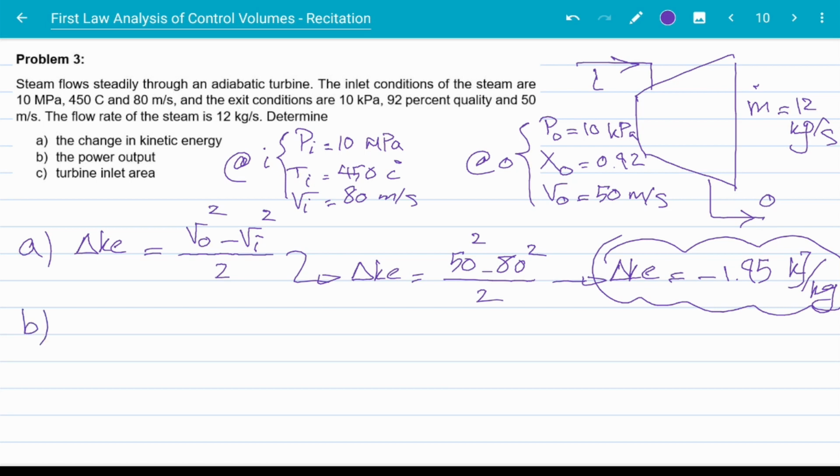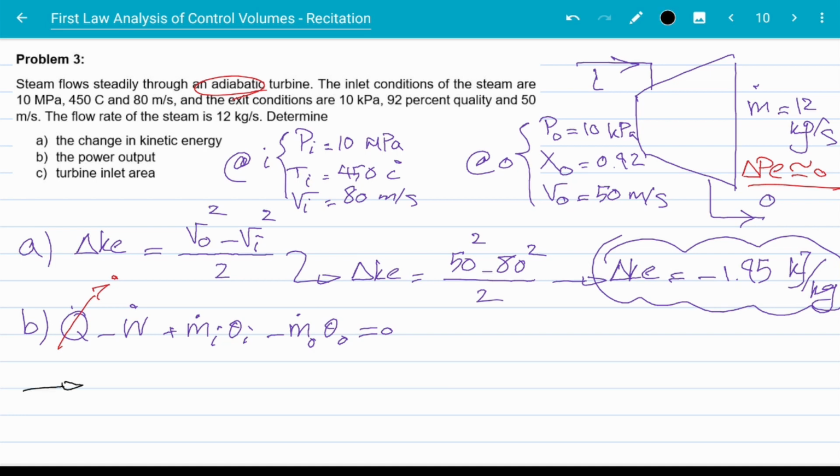So let's go to part B. Part B, we are asked to find the power output. So this gives us a clue that we need to use the first law equation. So Q dot net minus W dot net plus all the energy coming in with the flow minus all the energy going out with the flow is 0. Now the problem specifically states that we are dealing with an adiabatic turbine. That means no heat transfer, so Q is gone. We can also neglect the potential energy, so no gz terms.